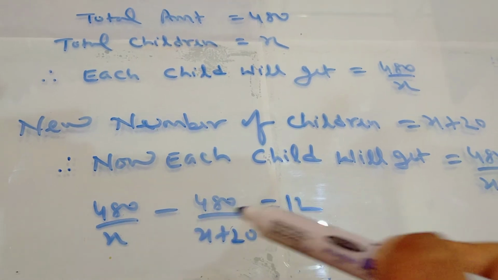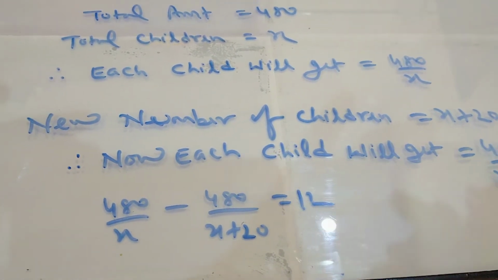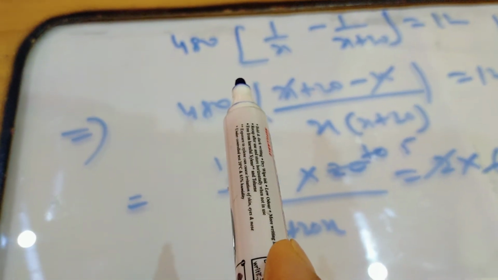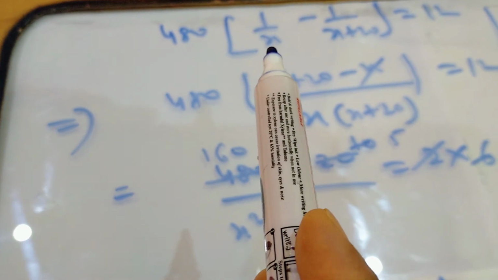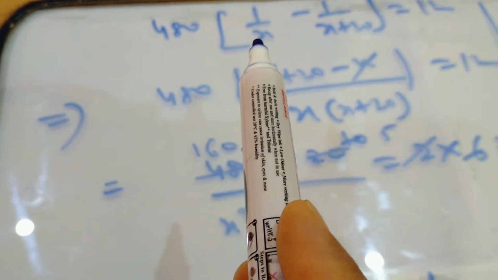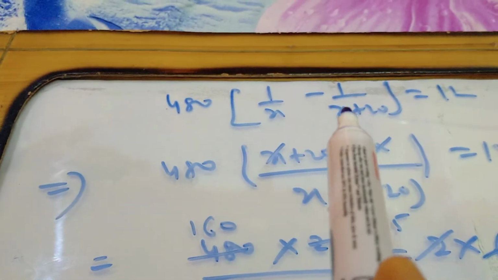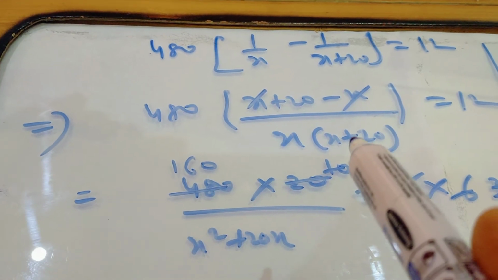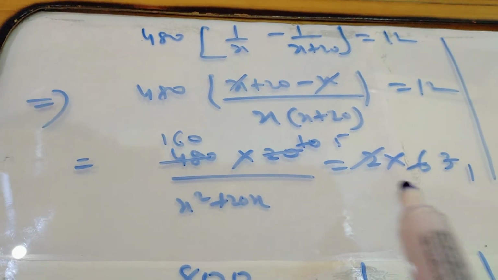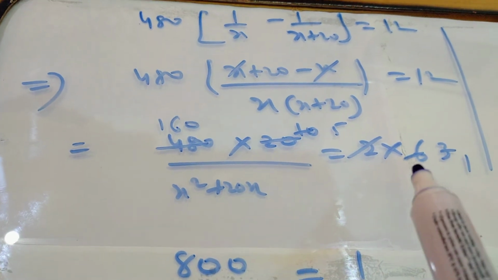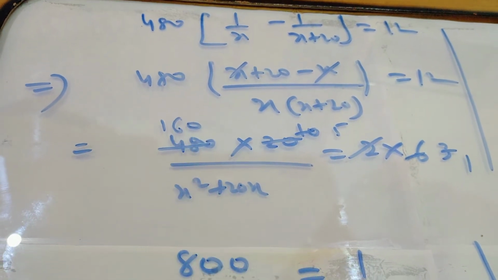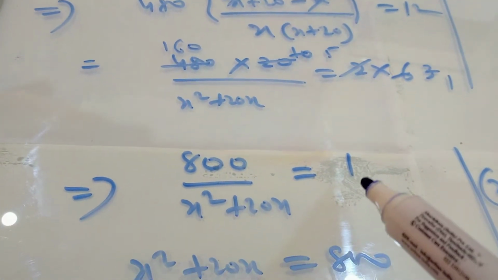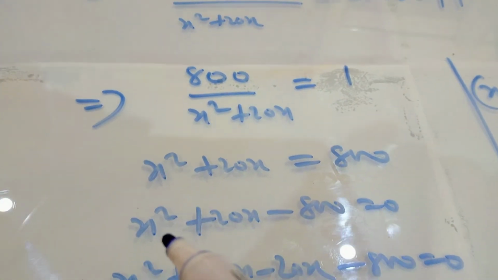We have to simplify it and get the quadratic equation, and then we will get the value of x. So finally we have an equation 480 into 1 upon x minus 1 upon x plus 20 is equal to 12. I've taken the LCM here. Now I have cancelled out like this. 480 has become 160. 160 into 5, it is 800 upon x square plus 20x equal to 1. By cross multiplication we will get this quadratic equation.